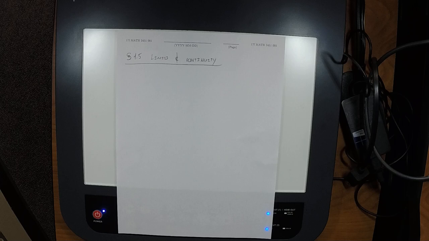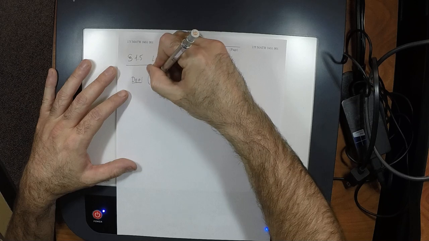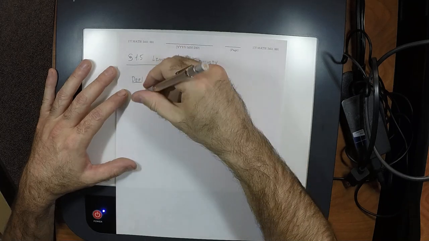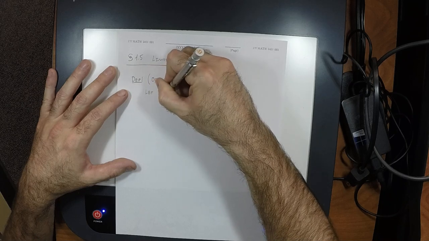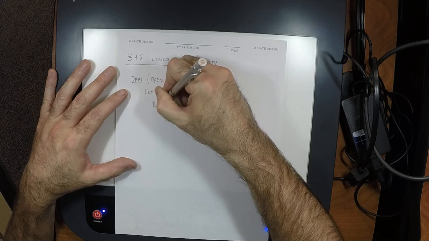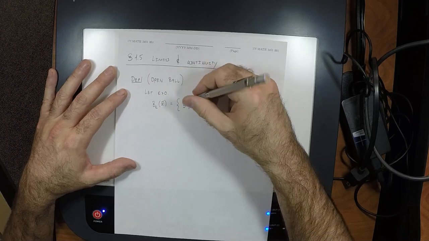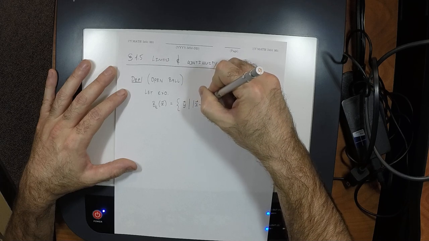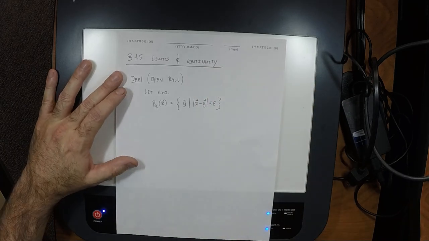Okay, so first definition of an open ball. Let epsilon greater than zero be given. The set B epsilon centered at x, which is defined as the set of all y such that the distance between x and y is less than epsilon, is called the open ball.